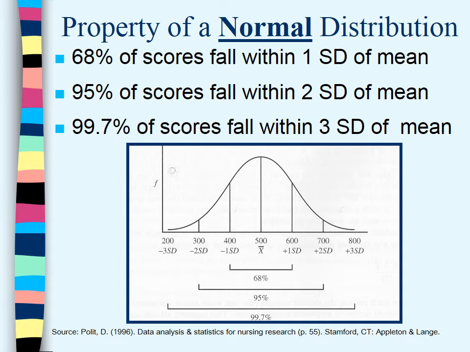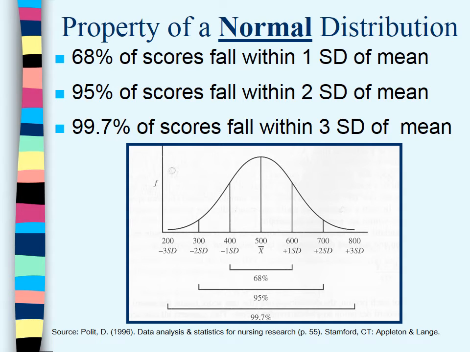This is just a summary of what I already said about that normal distribution. If you look at the X at 500, that would be your mean, and you can see that 400 is one standard deviation, 300 is two standard deviations, 200 is three standard deviations going to the left, and then 600, 700, 800 are the 1, 2, 3 standard deviations.